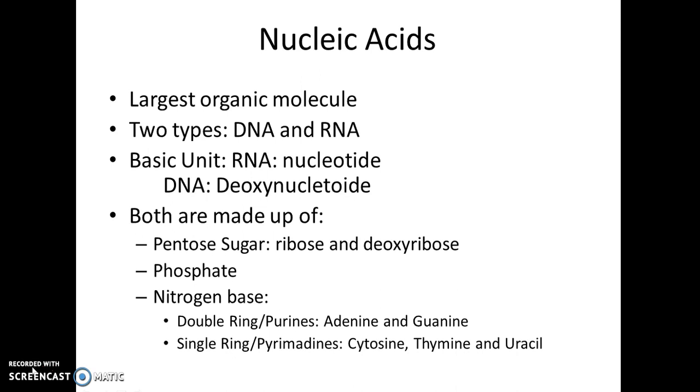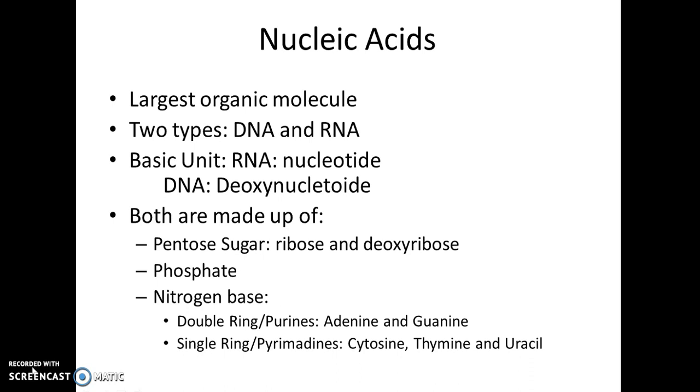Now, nucleic acids are the largest of all the organic molecules, and you know them as DNA and RNA. DNA stands for deoxyribonucleic acid, RNA stands for ribonucleic acid. And those should sound familiar from biology. Now, the basic unit, or monomer, of RNA is called a nucleotide, and the monomer of DNA is called a deoxynucleotide. And we'll talk about the difference in those in a moment.